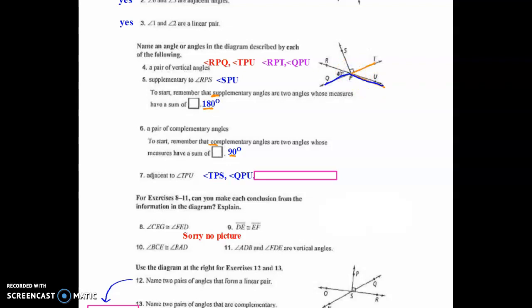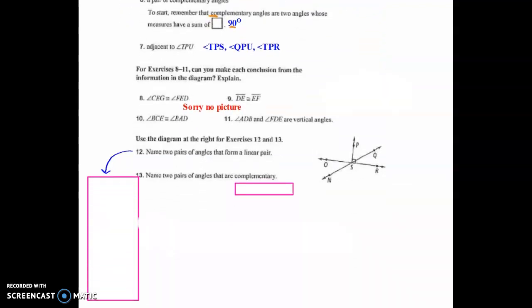And you might not have thought about this one, but how about we try this one? TPR. That is also next to it. And if we look, we'll get that out of the way. TPR in blue. Great, let's move down. I can't do 8 through 11. There is no picture. I started to make a picture and I can't get all these letters in. So we're just going to skip that.